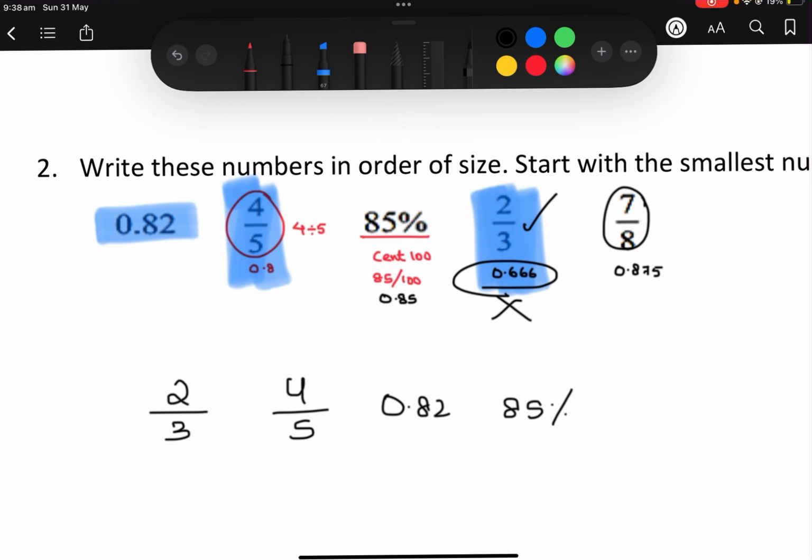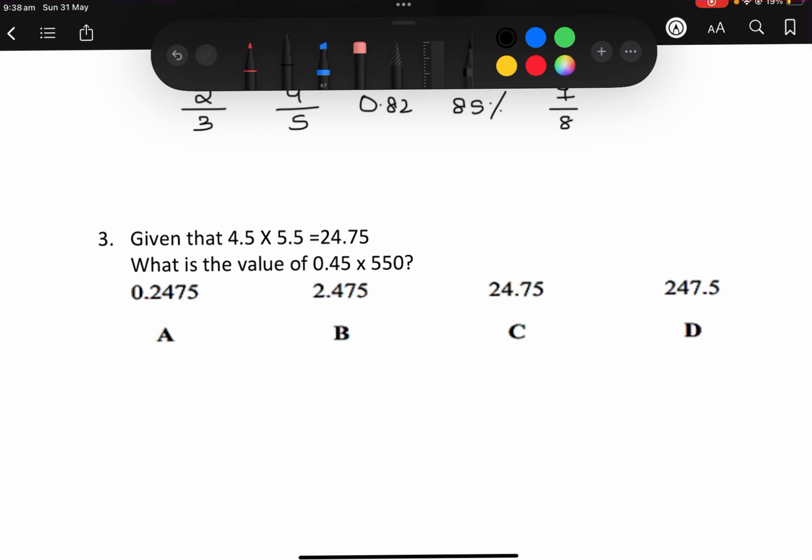85%, and lastly it is 7 over 8 is what I get for this one. Okay, moving ahead with the next question.